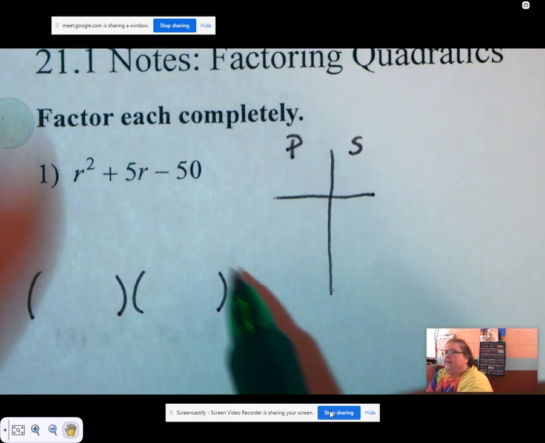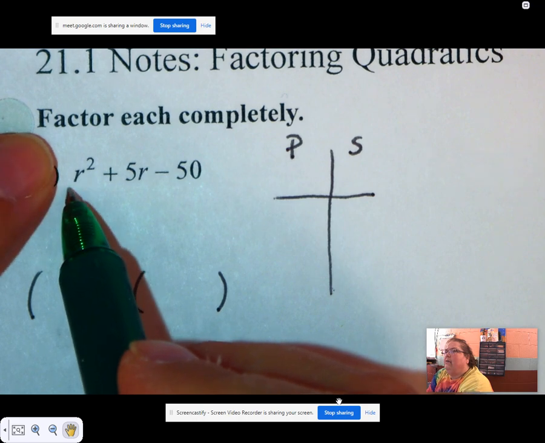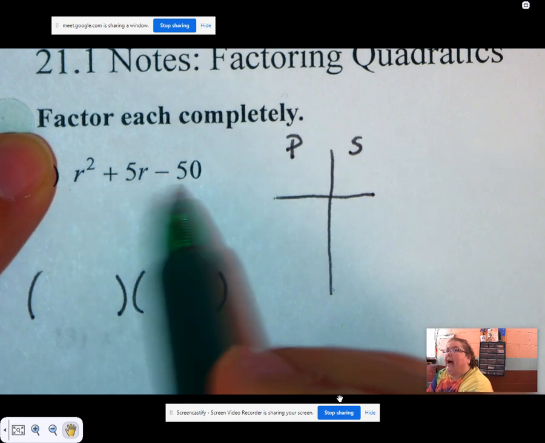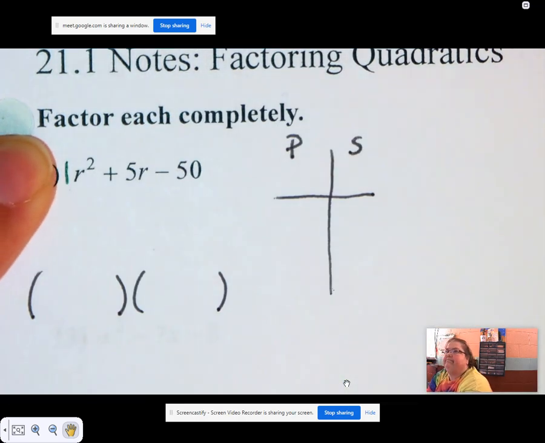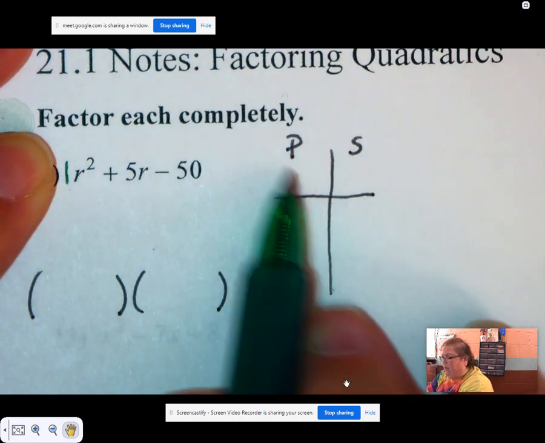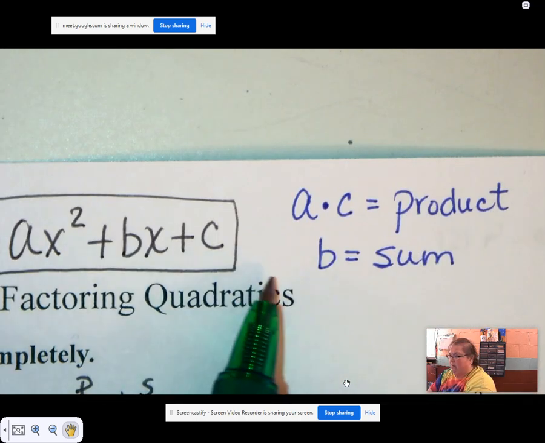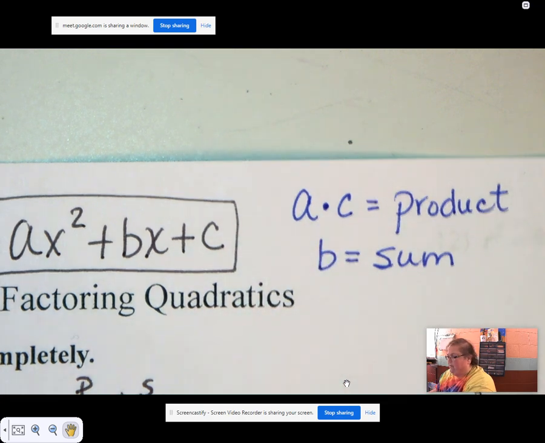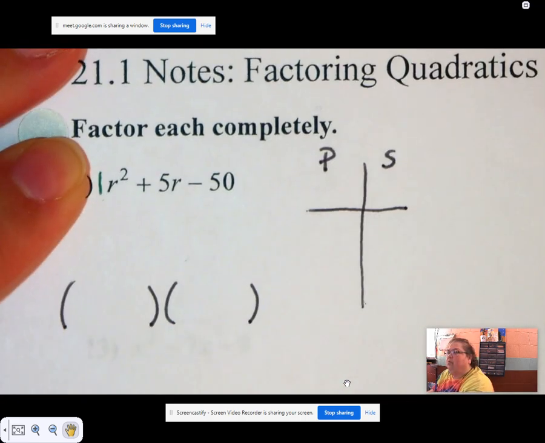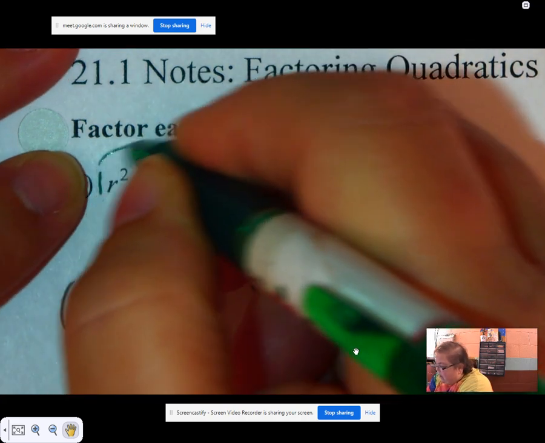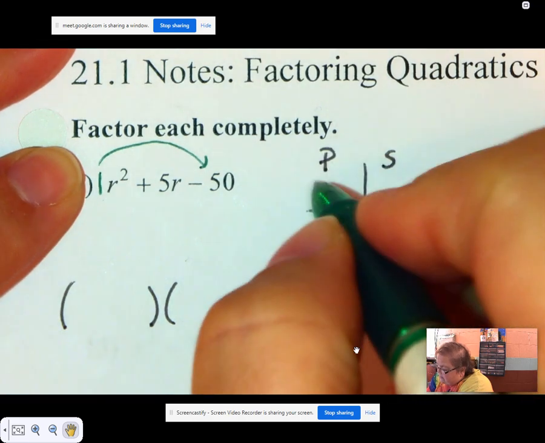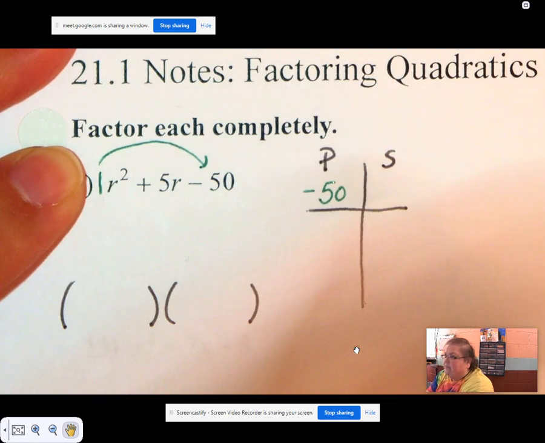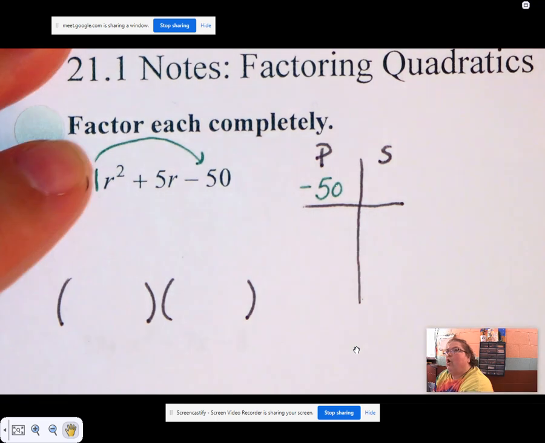Now, A times C. I am going to put a 1 here to work with. Because, as a reminder, in order to get my product, what do I multiply? A times C. Very good. All right, so example number 1, here we go. A times C is, somebody tell me, negative 50. I agree. What is my B?